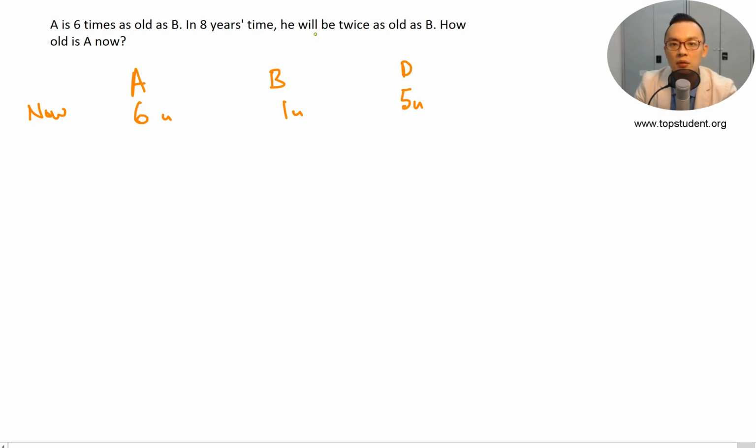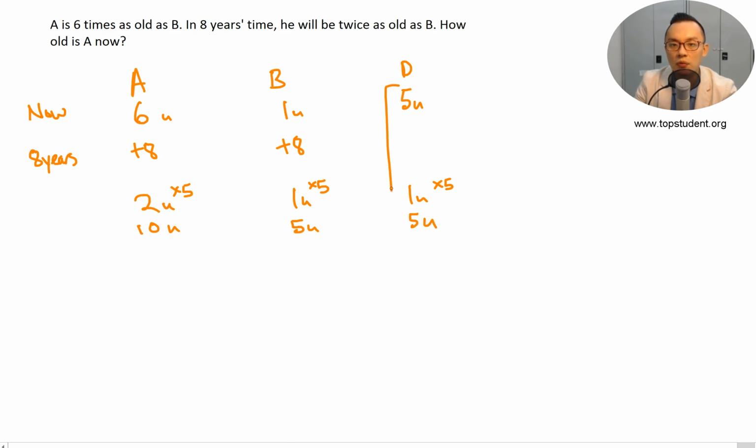In 8 years' time, he will be twice as old as B. 8 years is plus 8, plus 8. He'll be twice as old as B. So the difference is 1 unit. So make the difference the same, times 5, times 5, times 5. So it becomes 10u, 5u, 5u. So now the difference is the same. Both of them are 5u. Let's look at it. So 10u minus 6u, 4u is actually 8 years. 5 minus 1, this is also 4u, is 8 years.